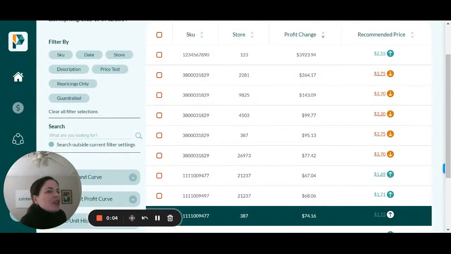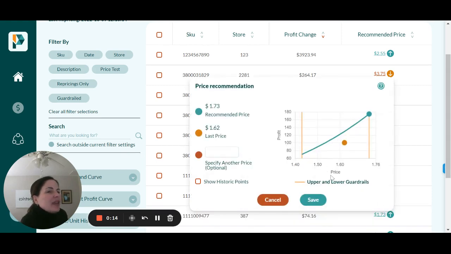In our last video, we talked about that curve that shows the relationship between price and profit for each SKU. Today, I want to talk about how the curve is derived. For this item, there's a positive relationship between price and profit. As prices rise, profits increase. As prices fall, profits decrease. As a result, Price Metrics Max is recommending the highest acceptable price, which is where the curve reaches the guardrails.